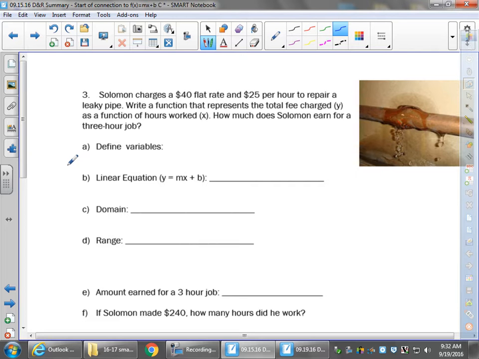Solomon charges a $40 flat rate and $25 per hour to repair a leaky pipe. Write a function that represents the total fee charged, y, so we'll underline that, as a function of hours worked, x. How much does he make for a 3-hour job? So this is nice. It gave us a little space to define variables. So you define your variables, I'll define mine, and we'll compare.